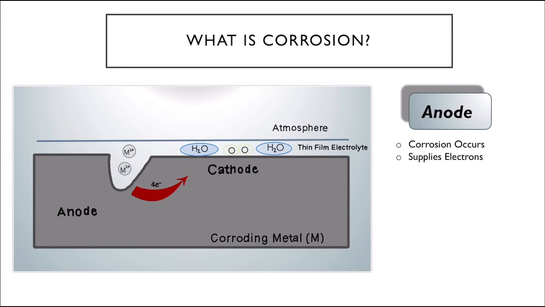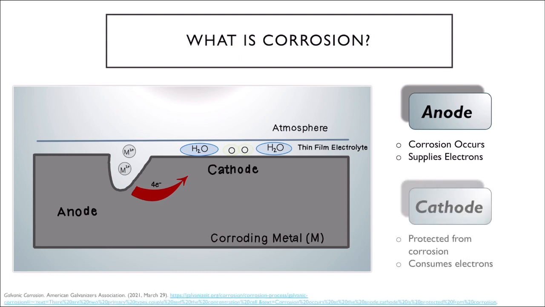The anode is the electrode where galvanic reactions generate electrons. It is where the negative ions are discharged and the positive ions are formed. This is where corrosion occurs.